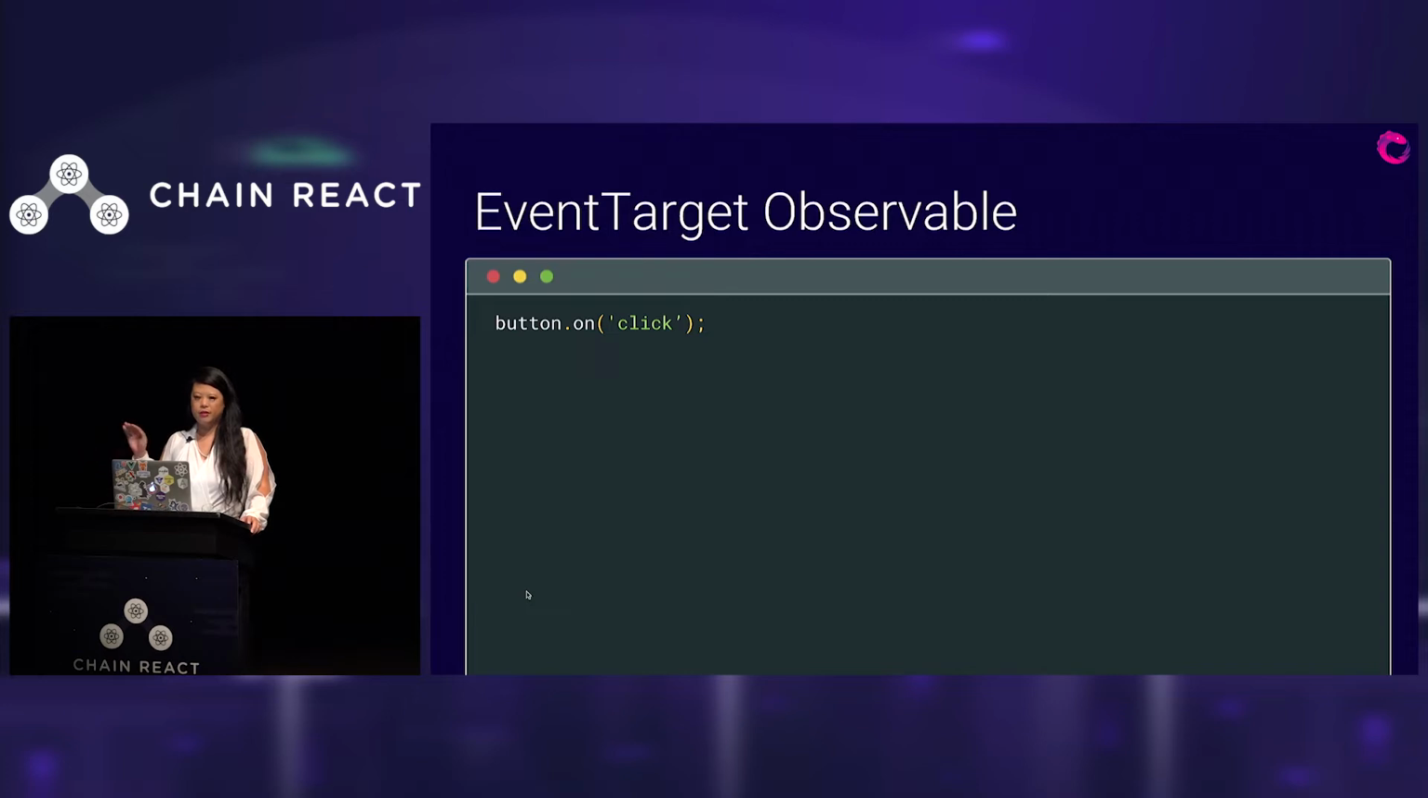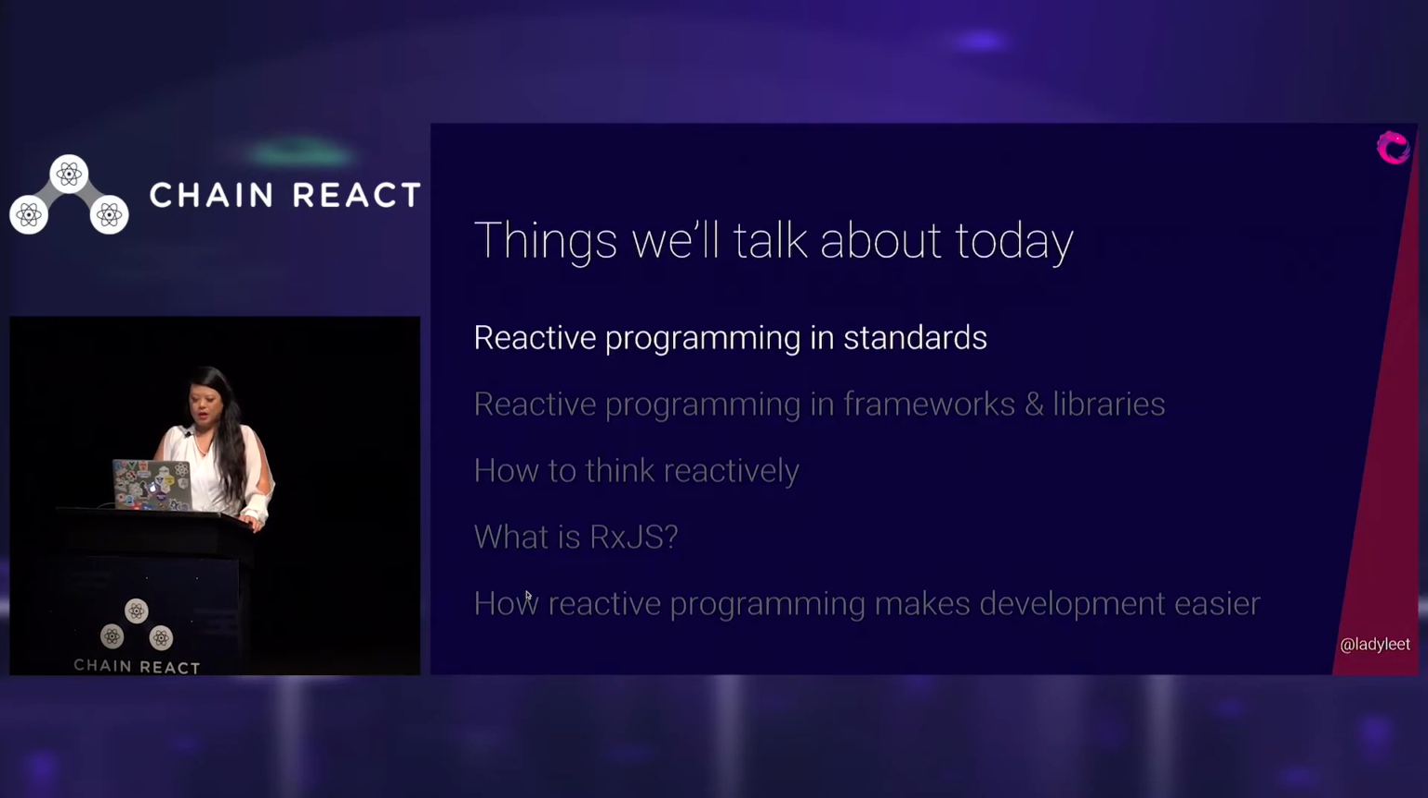Basically, if you call the on method with an event type as the argument, it's just going to give you back an observable of those events. So here I'm using the button element. I'm calling on, and then I'm passing in click events as the argument. And that's going to give me back an observable of click events. So that'd be kind of cool.